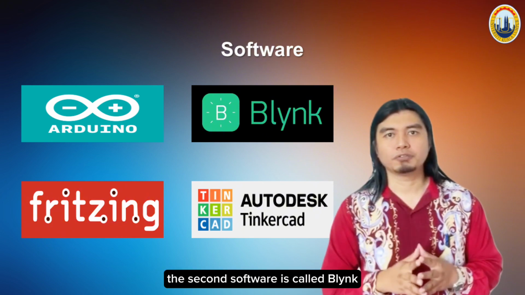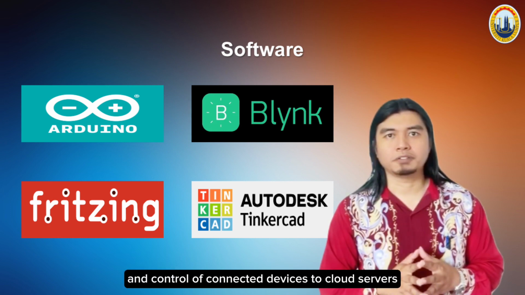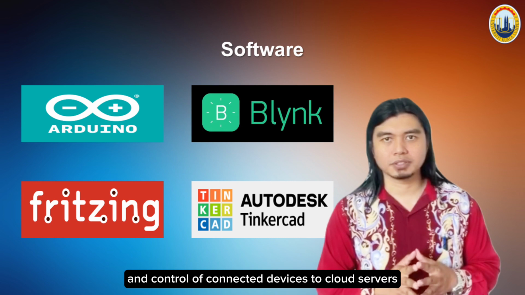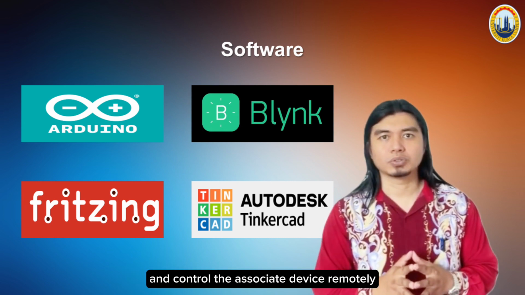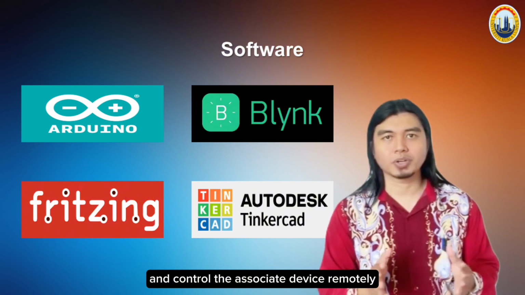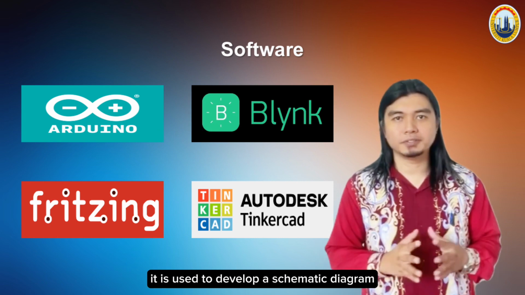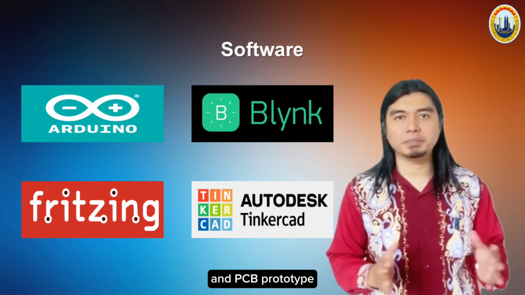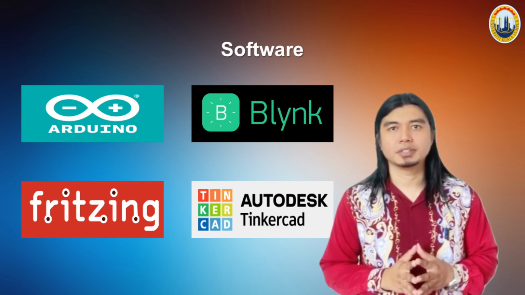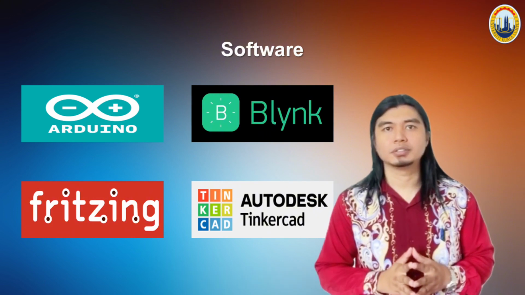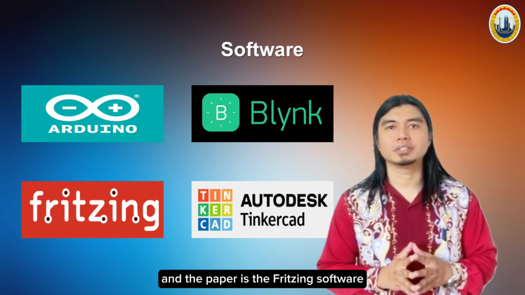The second software is called Blynk. It is used for remote monitoring and control of connected devices to cloud servers. It is the app that can be downloaded to your smartphone and control the associated device remotely. The third software is called Fritzing. It is used to develop a schematic diagram and PCB prototype. Just imagine a painting artist painting something on paper. The painting artist is the engineer. The desired painting is the schematic diagram, and the paper is the Fritzing software.